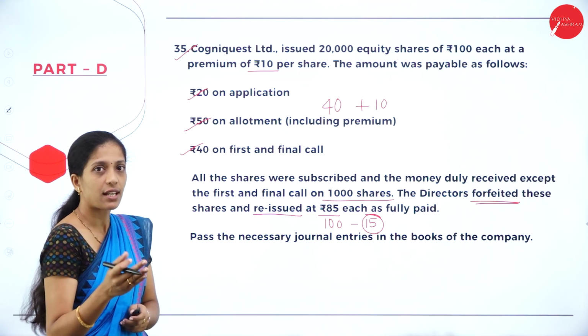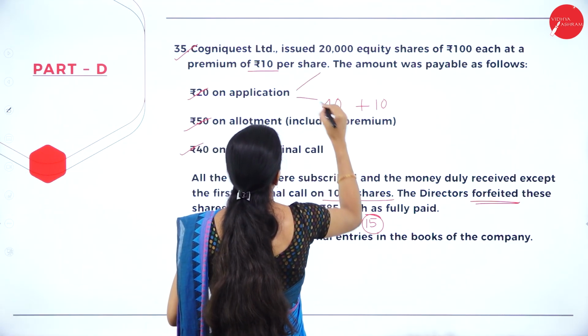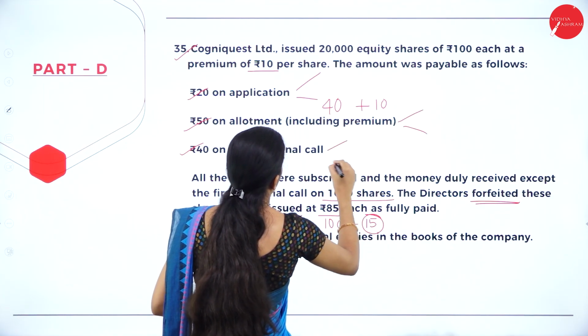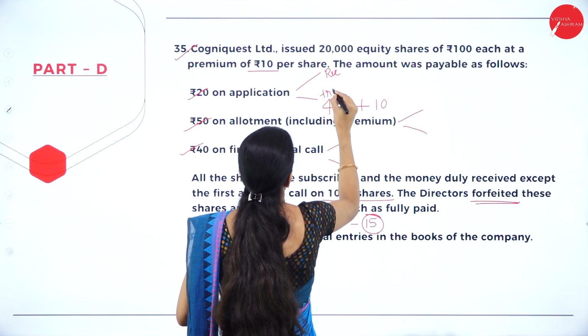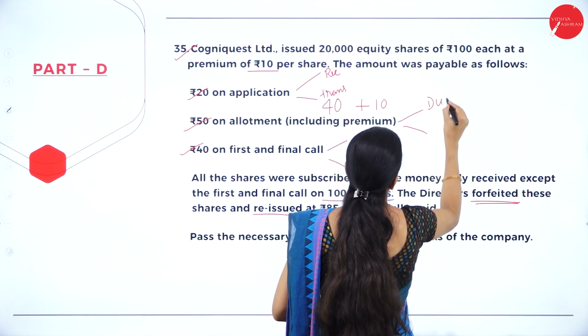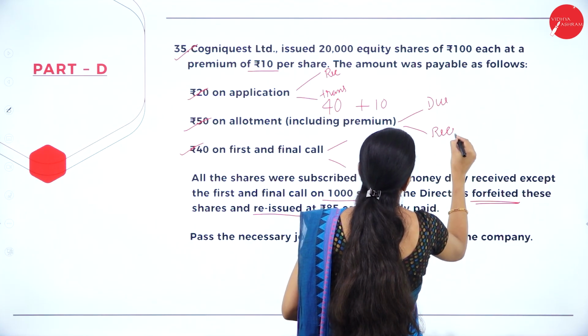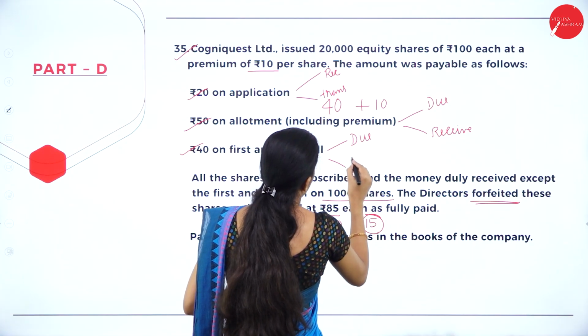Now what is the first entry? Receiving of application money. You have two entries under each stage. The first entry is receiving of application money, next transfer. Next, under allotment stage, due entry and receive. Next, under call stage, due entry and receive.